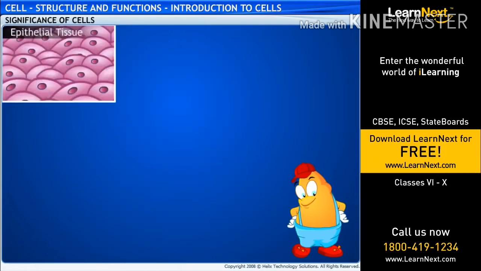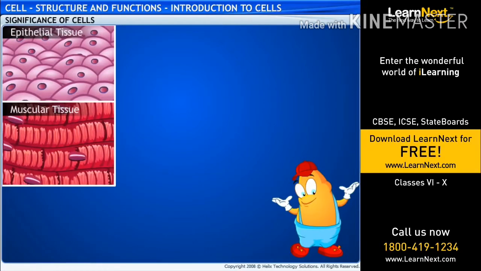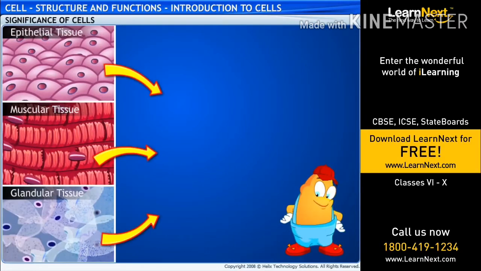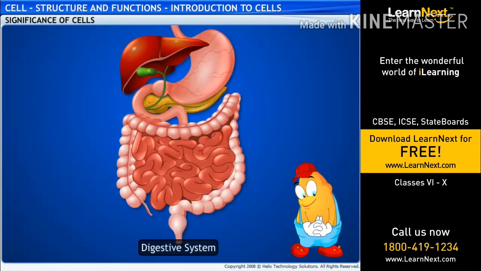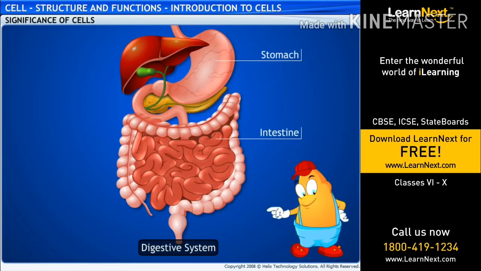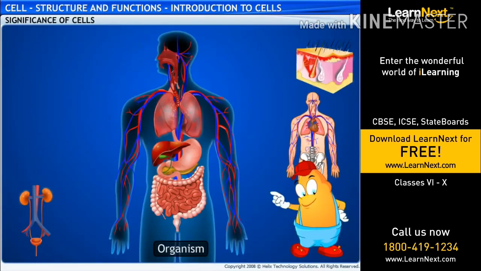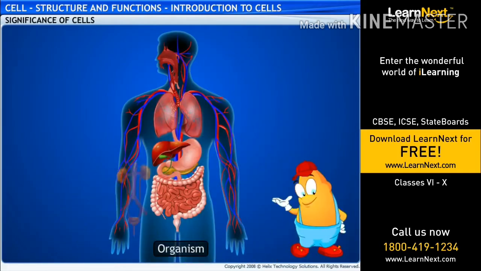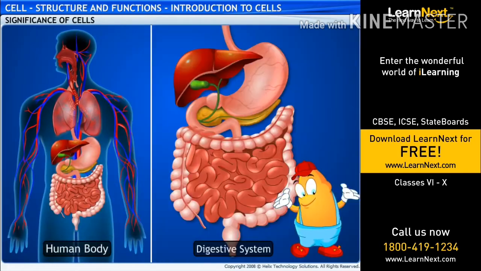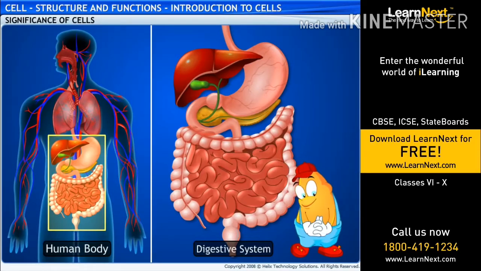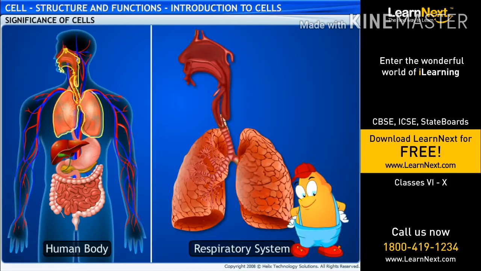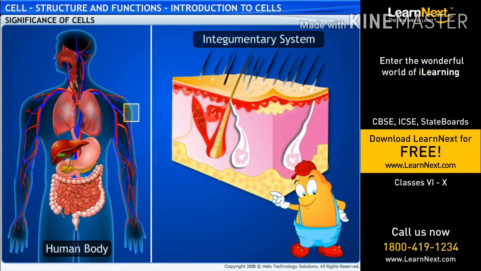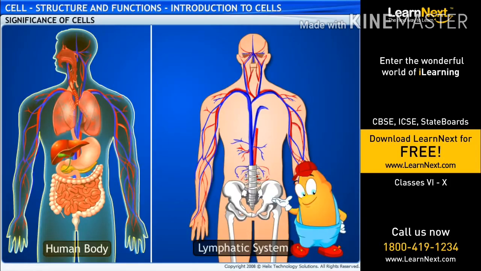For example, epithelial, muscular, and glandular are some of the tissues that form the stomach, which is an organ. Organs like the stomach and the intestine, in turn, form the digestive system. Many organ systems together form an organism. For example, the bodies of human beings consist of the digestive system, excretory system, respiratory system, integumentary system, and lymphatic system.